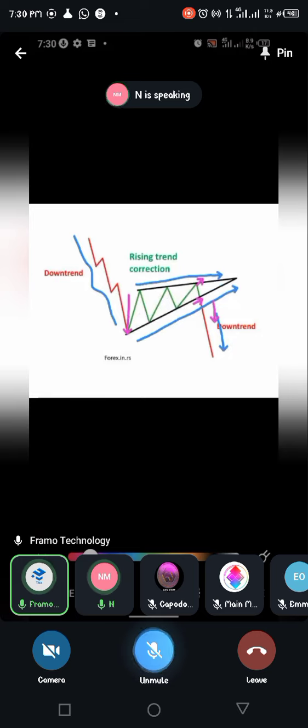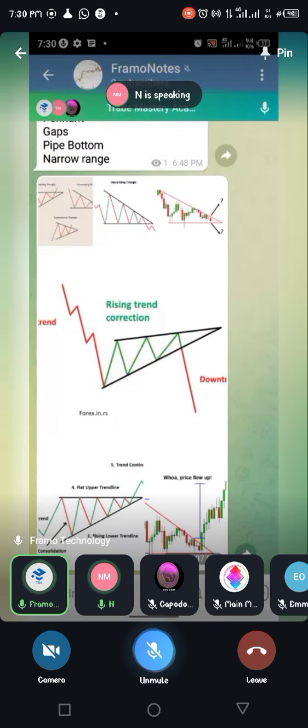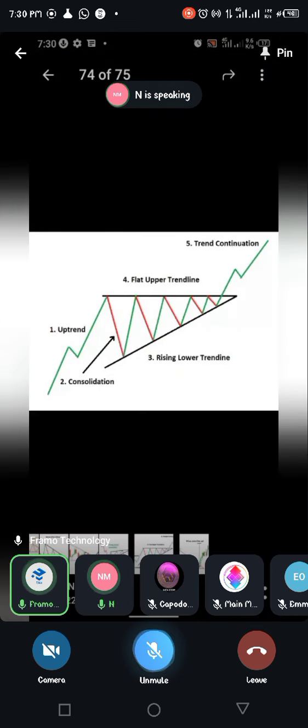The ascending triangle can also form in a bullish trend. In this case, the asset is moving up. Then there is a small consolidation. We are recording highs at the same line, that is the horizontal line. But then we will be recording lower lows. You understand?